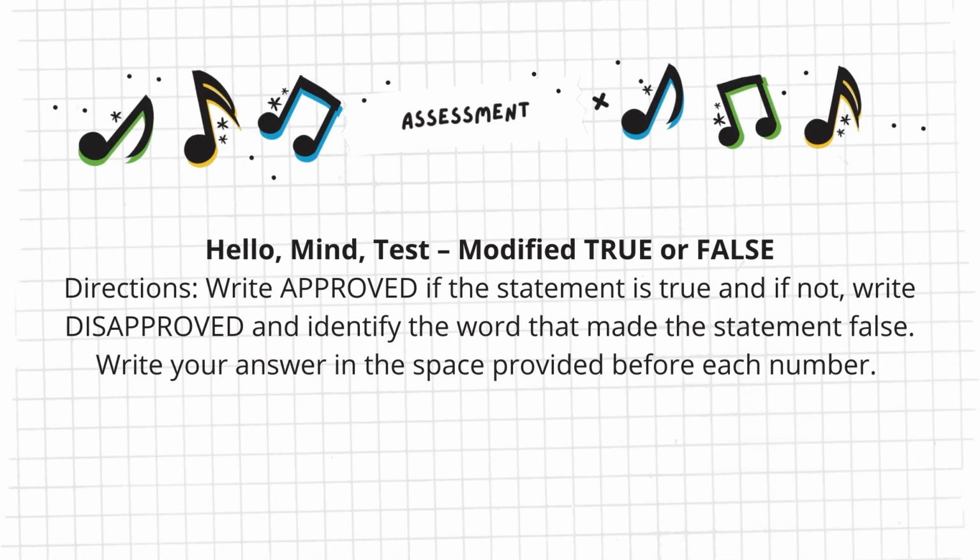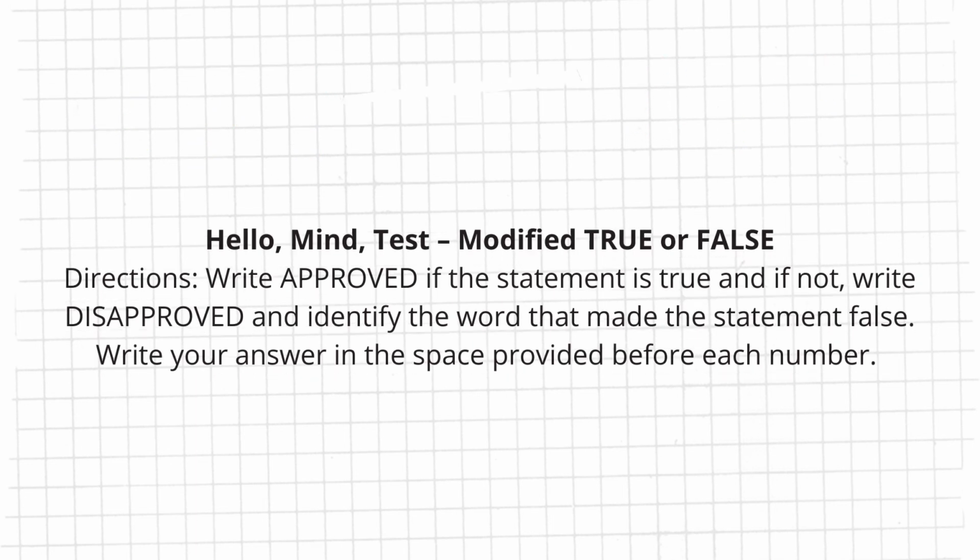And for your assessment, Hello Mind test, modified true or false. Write approved if the statement is true, and if not, write disapproved, and identify the word that made the statement false. Write your answer in the space provided before each number.